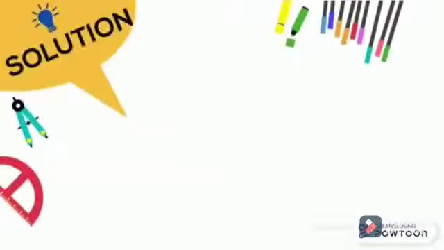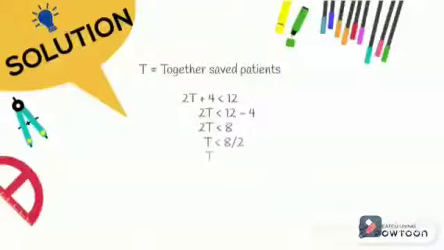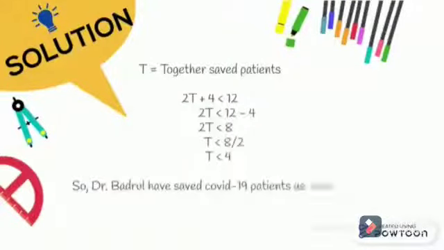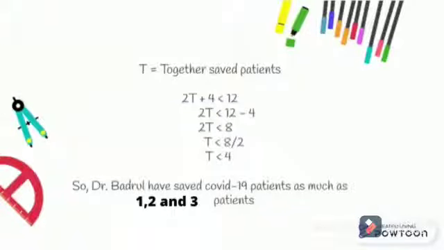By writing the inequality 2t plus 4 less than 12, where t refers to the patients that have been saved. From the calculation, we find out that fewer than 4 patients have been saved by Dr. Badrul.